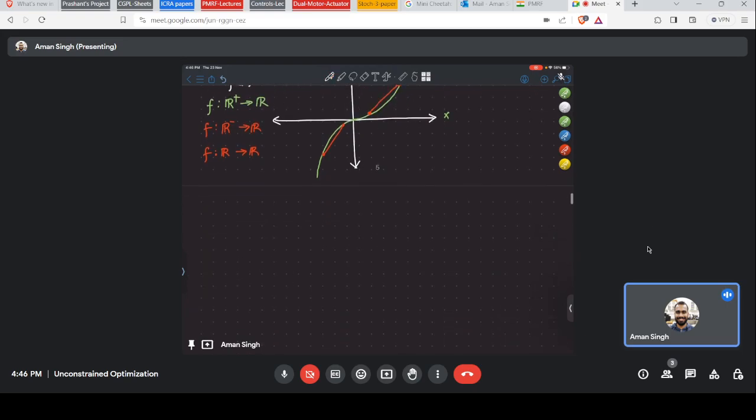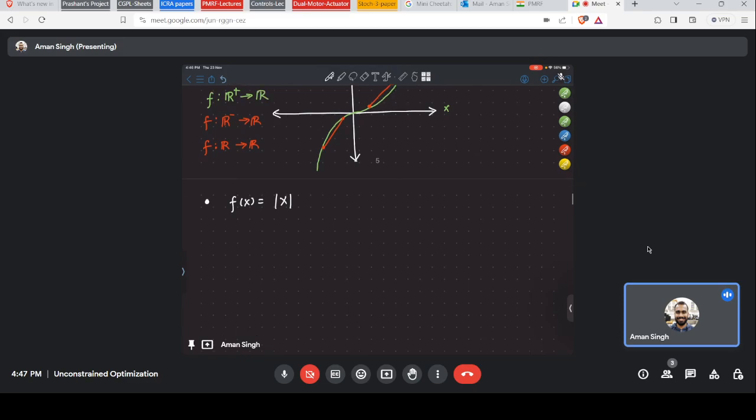Now there is one more function that I just want to tell you whether it is convex or concave. Let's say this is a function, so its graph is like this. Yes, the graph is like this. So yeah, this is very easy, I think. So what do you think it is? Convex. So this is a convex function.